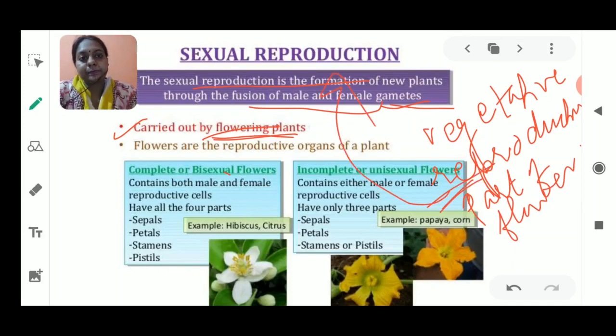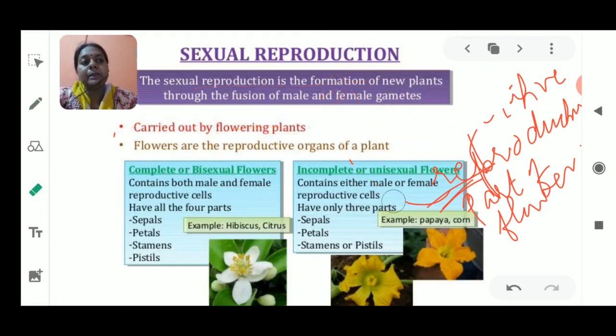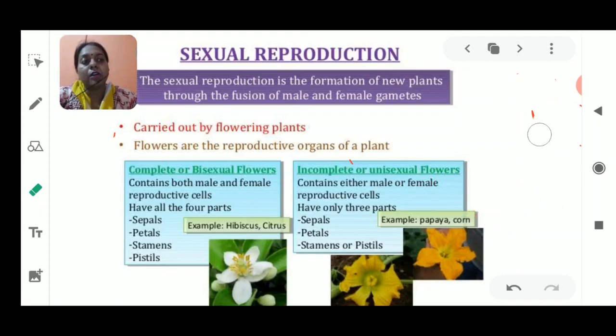So that is why the reproductive part alone is responsible for sexual reproduction in plants. Now why is it that the reproductive part is responsible? Based upon the reproductive parts, flowering plants are there, and each and every flower has two types of reproductive part: the female reproductive part and the male reproductive part. There are two types of flowers in nature, categorized on the presence or absence of the reproductive part in a plant.